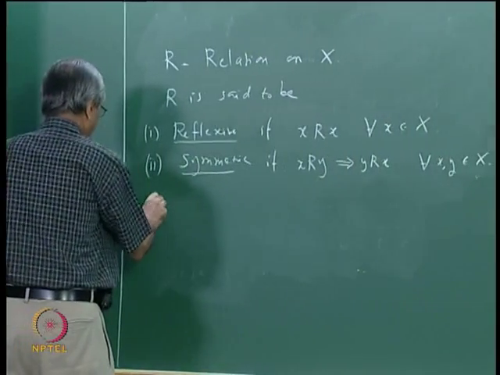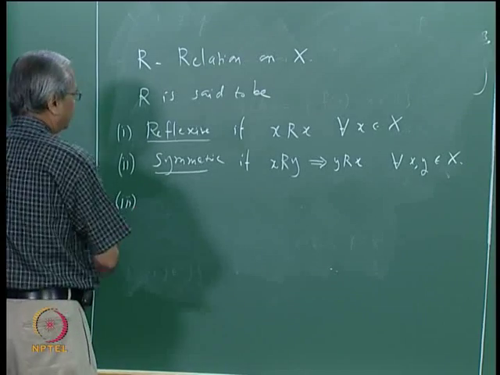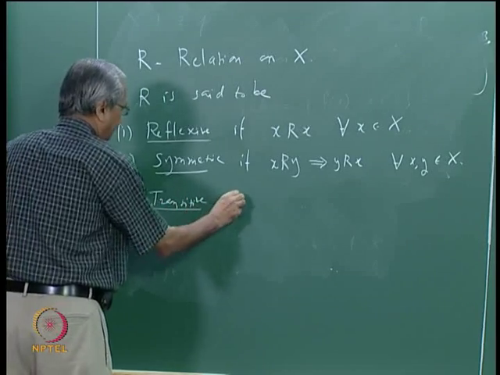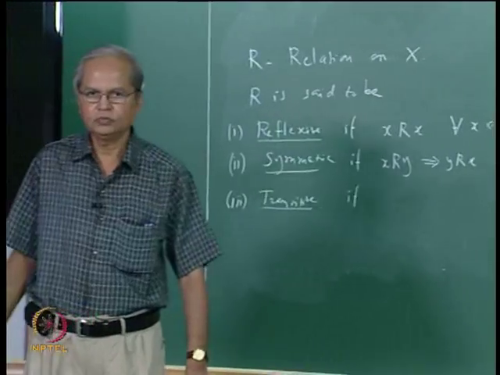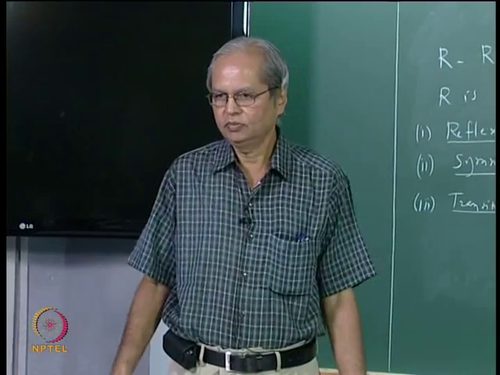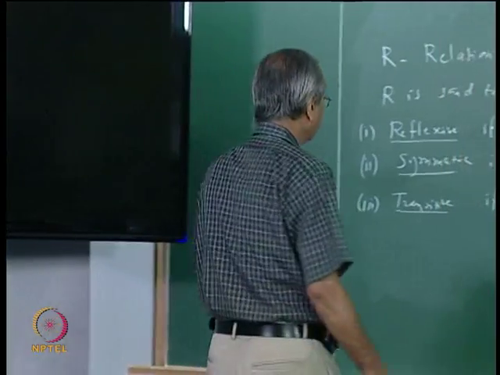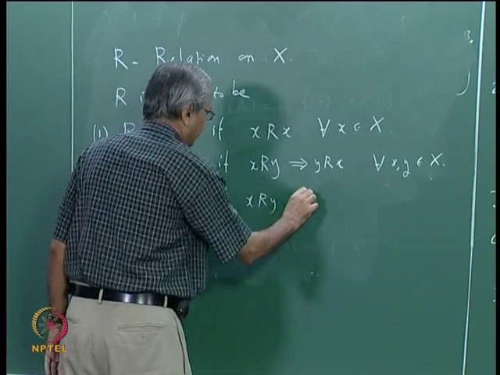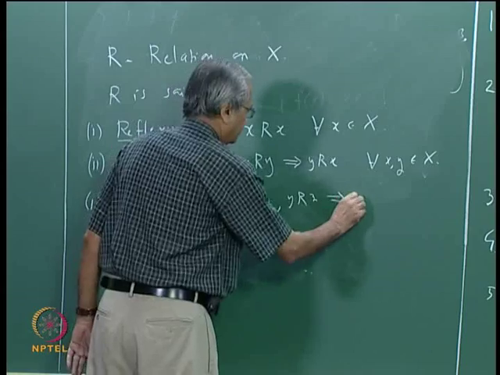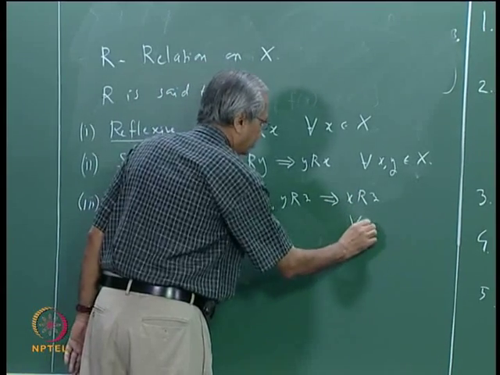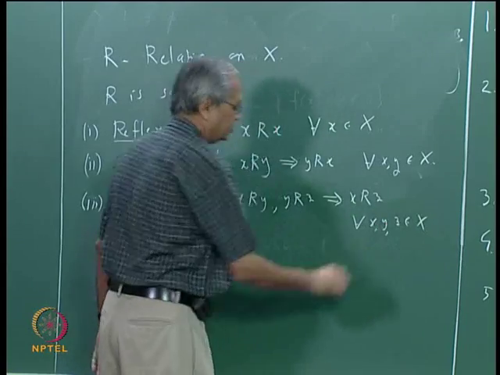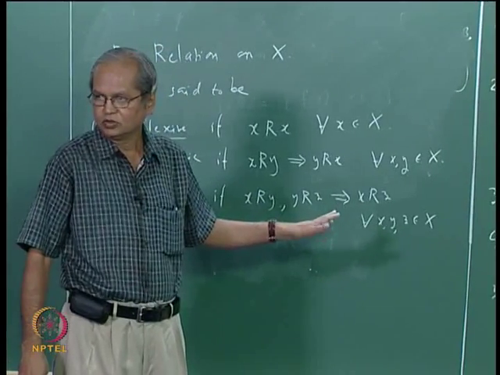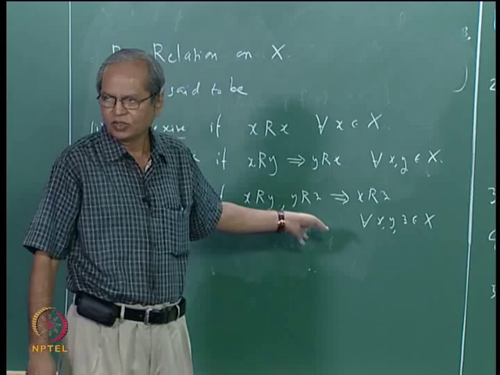Then the third property is transitive. R is said to be transitive if x related to y and y related to z implies x is related to z, for whatever three elements x, y, z in X you take. Of course, I am not saying here that x, y and z must be distinct. Two or three of them may coincide, but that becomes a trivial case.